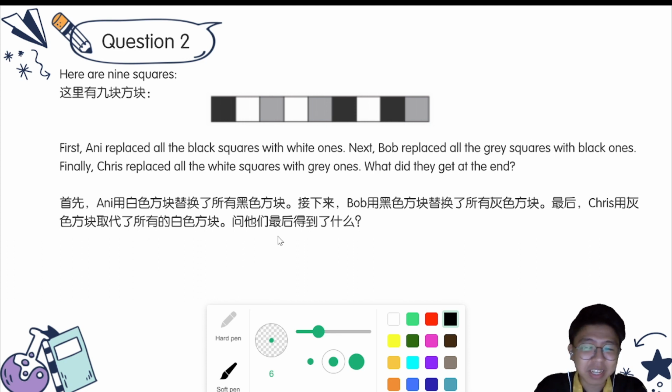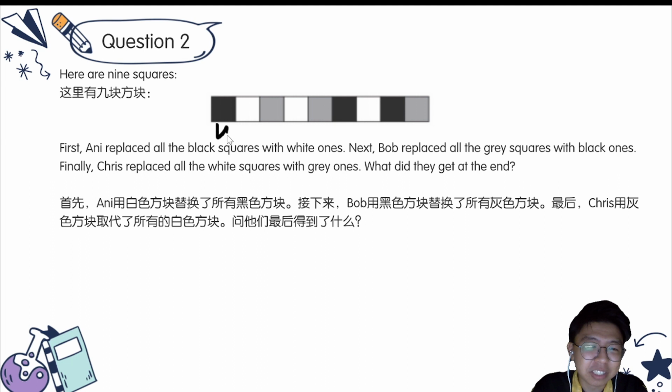So I saw that some of you just wrote the black here, right? You just directly changed this one to white, and then this one to white, this one to white. And the next sentence says that it replaces all the gray squares with black ones. So you just directly changed this one, I mean this one to the black here, this one to the black, this one to the black, and also this one to the black.